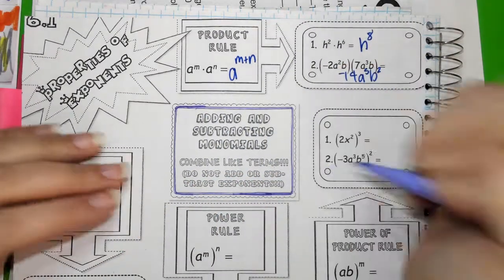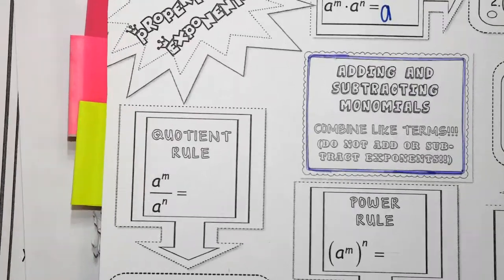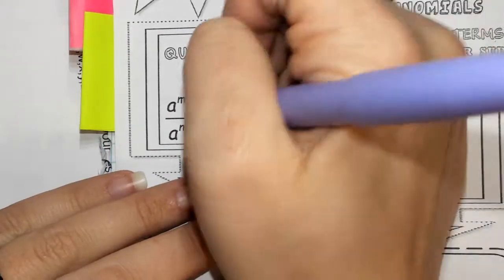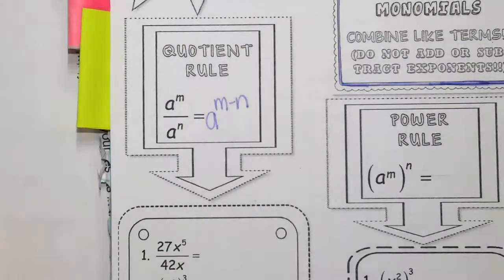Are we ready for the quotient rule? What does the word quotient mean? Division. So when we divide like bases, what do we do to those exponents? Subtract them. Take a point. So it's a to the m minus n.